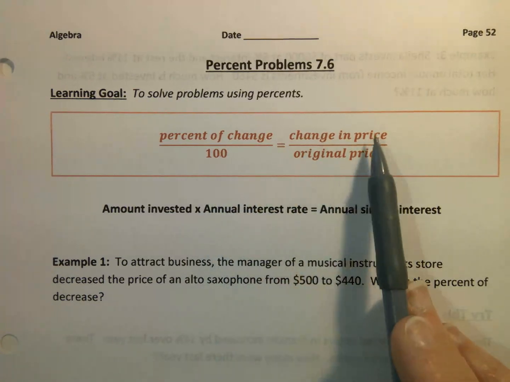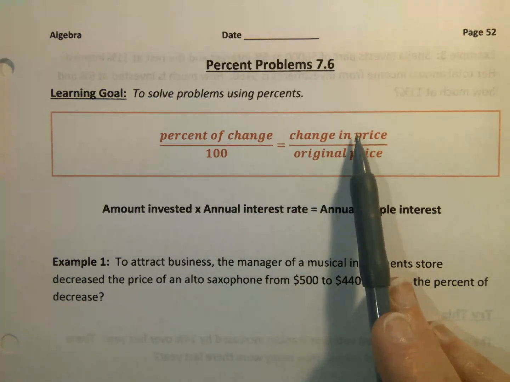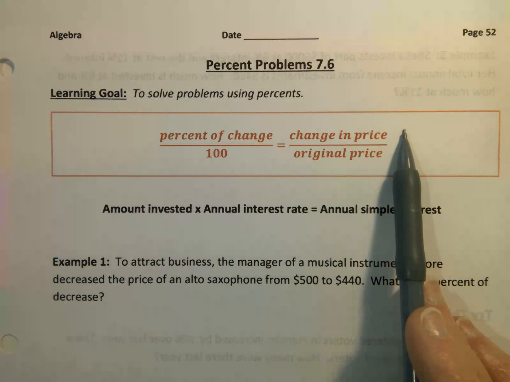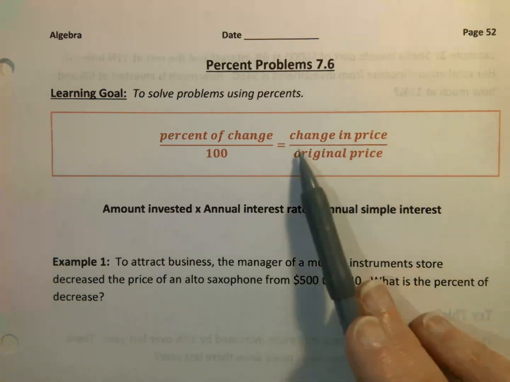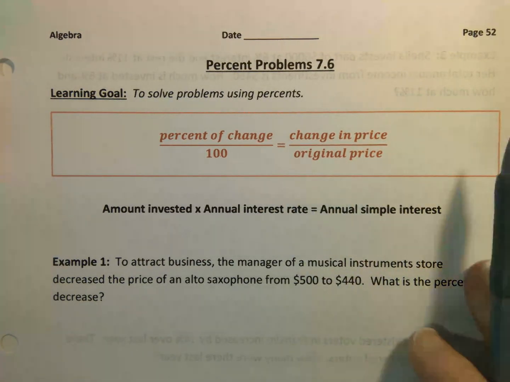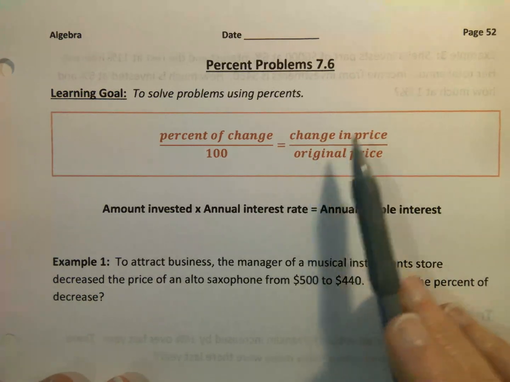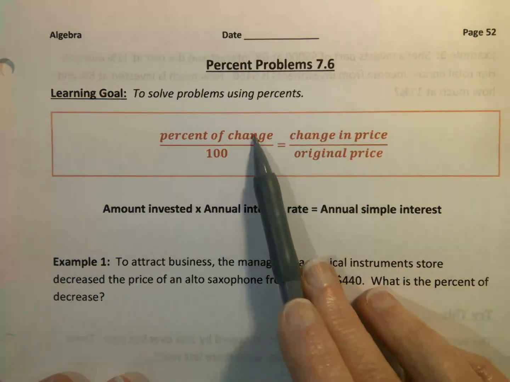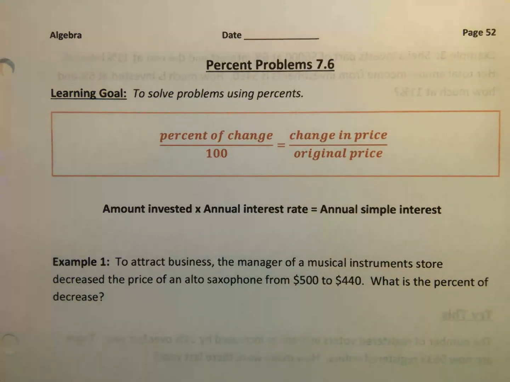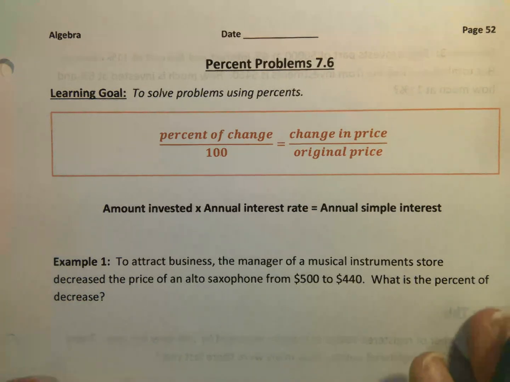equal to the change in the price, or however much it was. It could be change in population, change in whatever, divided by the original. Okay, so whatever I started out with, how much it changed is going to be equal to the percent of change. Okay, and then if the number goes up, we say it's a percent of change increase. If it goes down, it's a percent of change decrease.